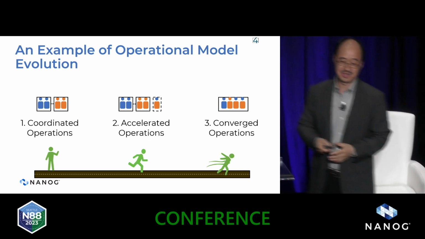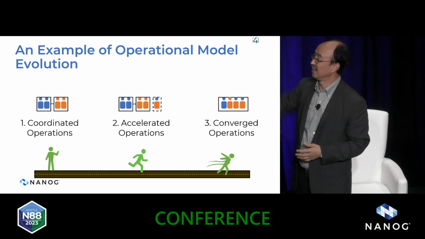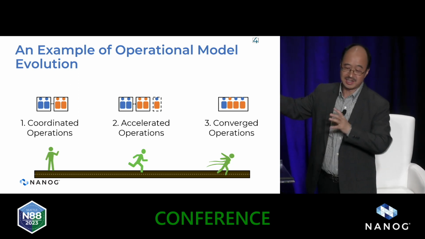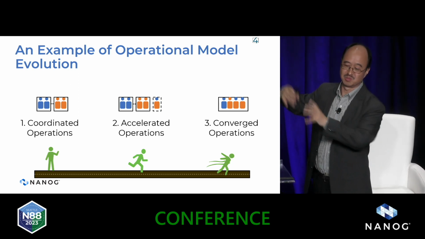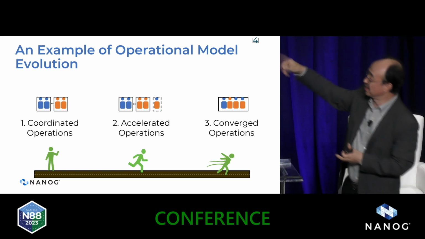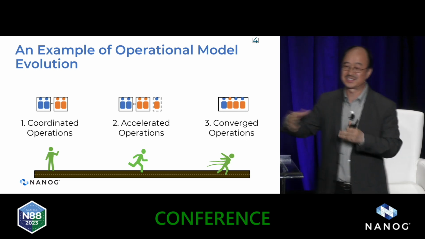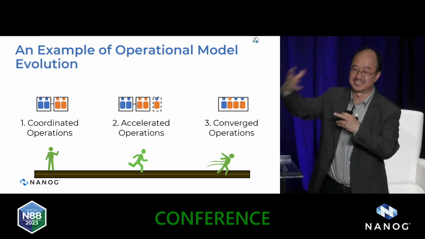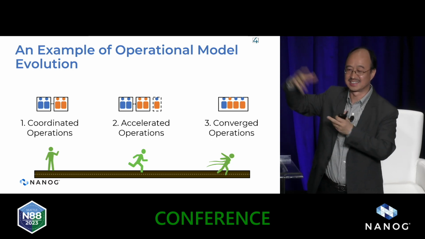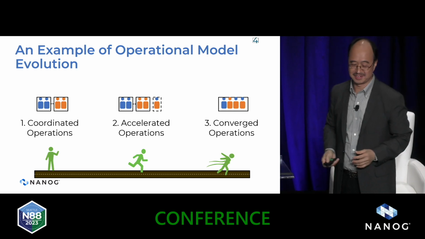Here is a very simple example of operation model evolution. You start with the status quo with coordinated operations, then you move on into the accelerated operations. I draw a little person over there with two slightly different colors, just to illustrate this person is more converged, has both sides, understands both IP and optical, then eventually moving into the converged operations.